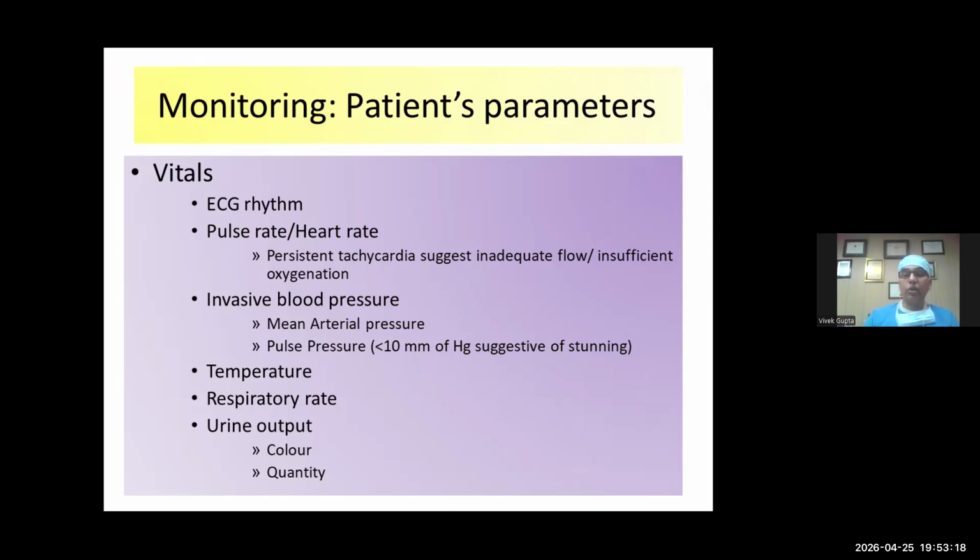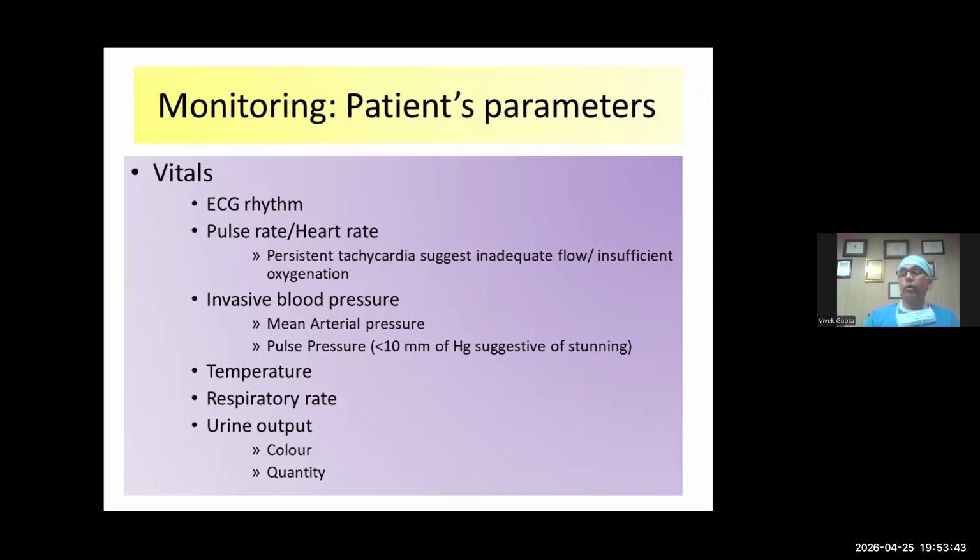Look at the mean arterial pressure. Always look at the pulse pressure. If it is less than 10, that is suggestive of myocardial stunning and there is more risk of LV distension. You have to look at your ECMO flow. Is it too high? That can lead to compromised LV ejection. So look and make a balance of it. Maintain the temperature. If the patient is not on spontaneous breathing, adjust the respiratory rate.